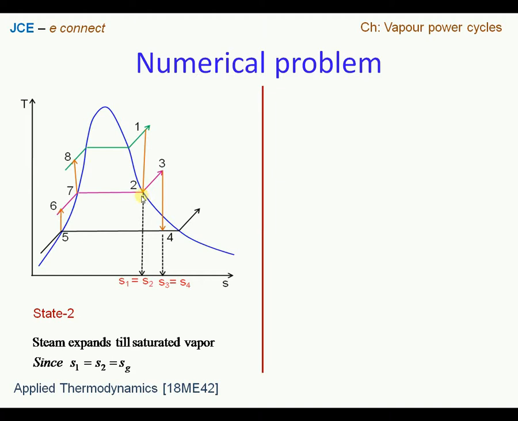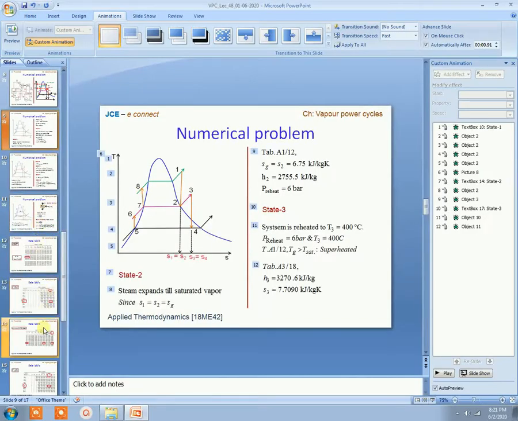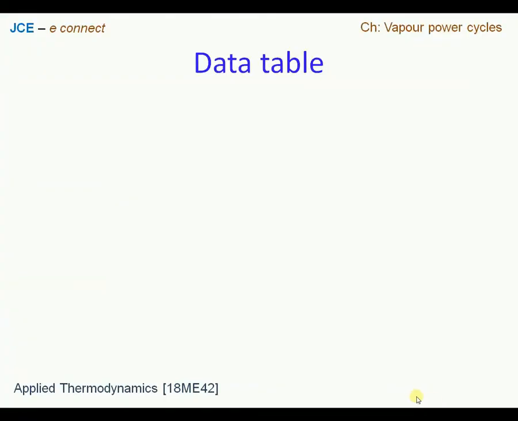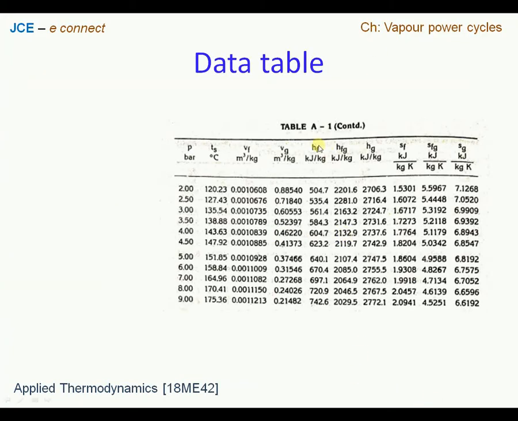So now let us refer to the data table. In the data table we have table number A1, where the first column has pressures, and the last column has the SG value, that is entropy at dry saturated condition. We know that since state points 1 and 2 form an isentropic expansion process, S1 is equal to S2, and the value was 6.726 kilojoule per kg Kelvin. This value has to be close to the SG value from the table.